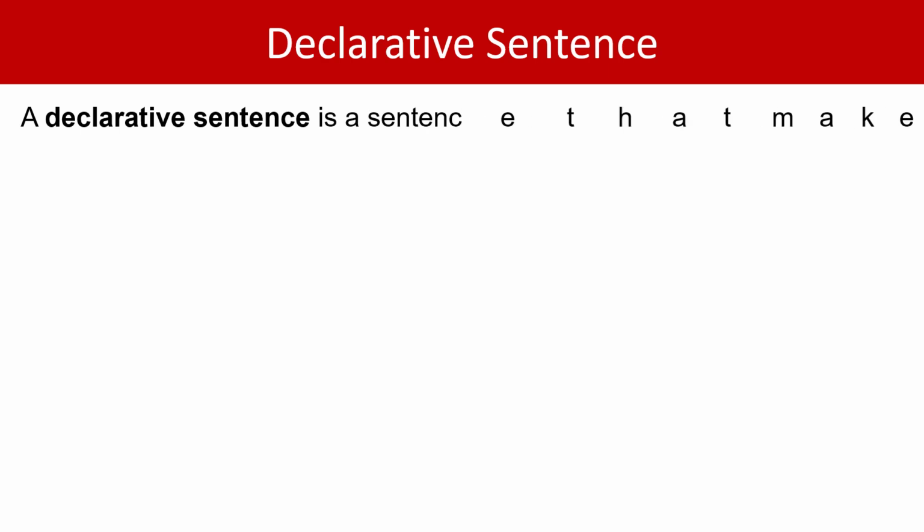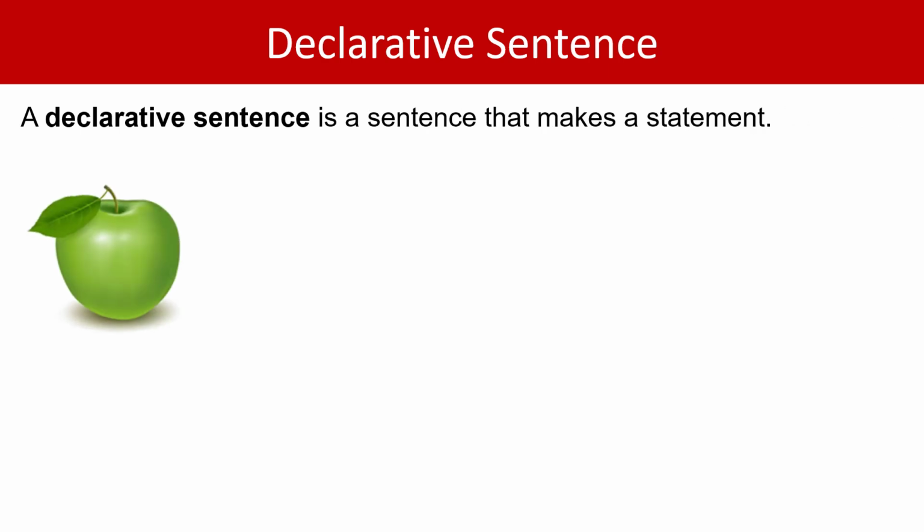In this video, we're going to look at the term declarative sentence. Let's start with a simple definition. A declarative sentence is a sentence that makes a statement. Here is an easy example. This apple is green. That is a statement.